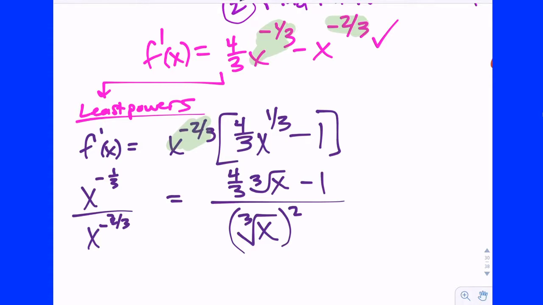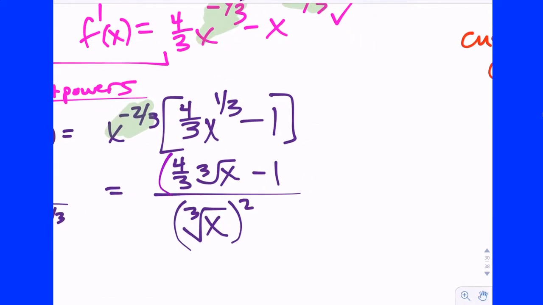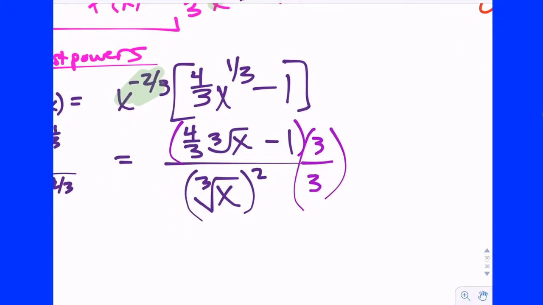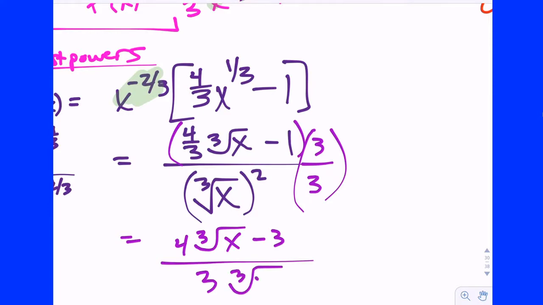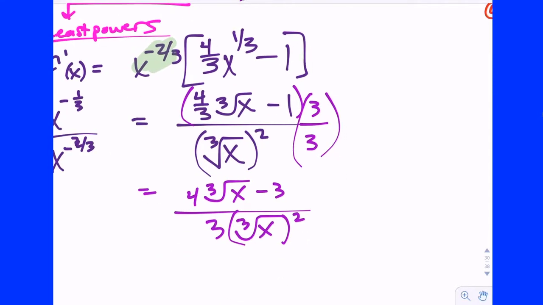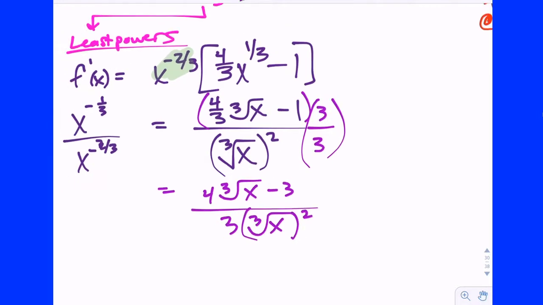Now at this point, I'm not comfortable. I'm not liking the 4/3 in the top, so if you didn't factor the 1/3 out in the beginning, now would be the time possibly to multiply by 3/3. So it's just one little extra step, LCM over LCM. And if you distribute, you get 4 cube root of x minus 3 all over 3 cube root of x squared. And that is going to be probably the most useful version right there for our purposes. So I'm going to relabel that as f prime of x.